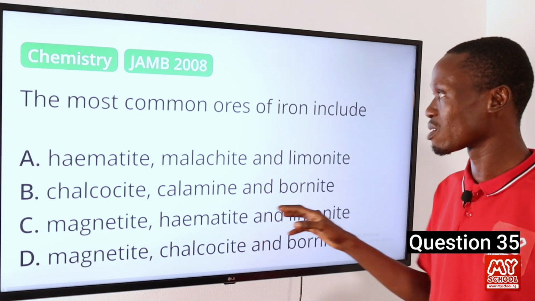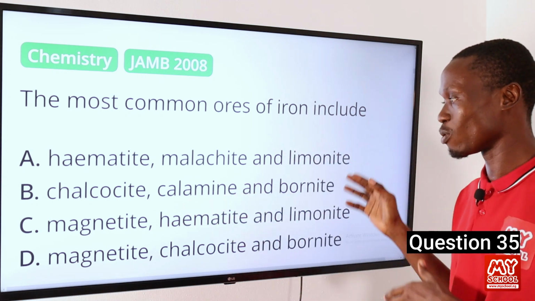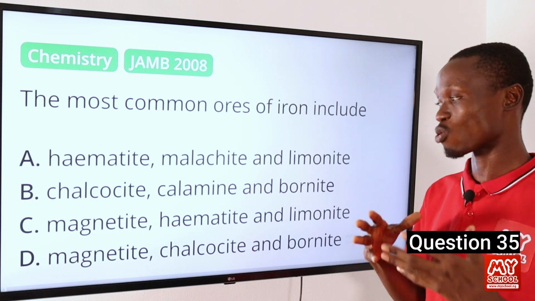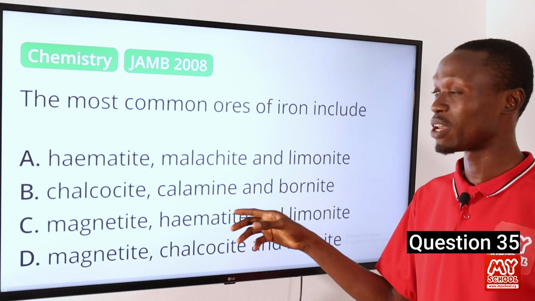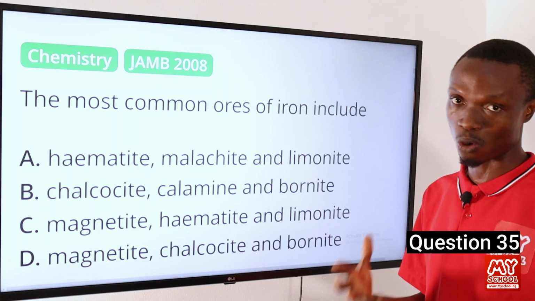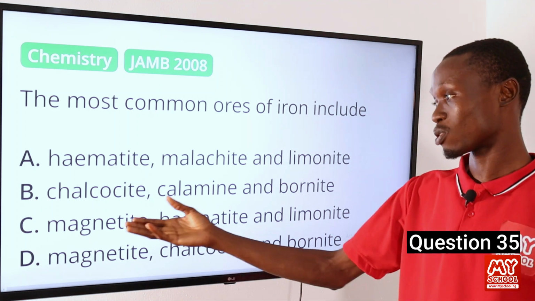But of these three most common ores of iron, you should know that for the extraction of iron, they make use of hematite, which is iron(III) oxide. So just take note of that. But option C is the answer to this question.